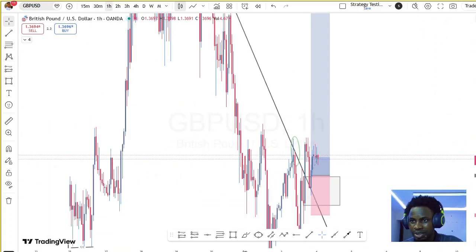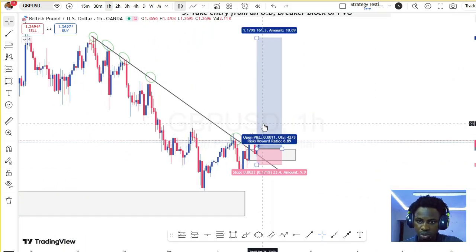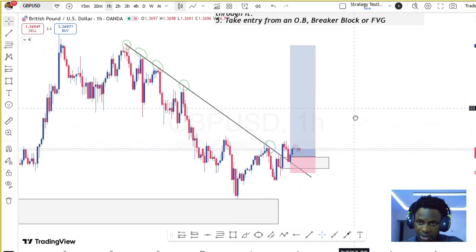All right, so let's go back to the one hour time frame. And now we have a better risk reward, which is now 1 to 6.89. So now our risk reward has increased.